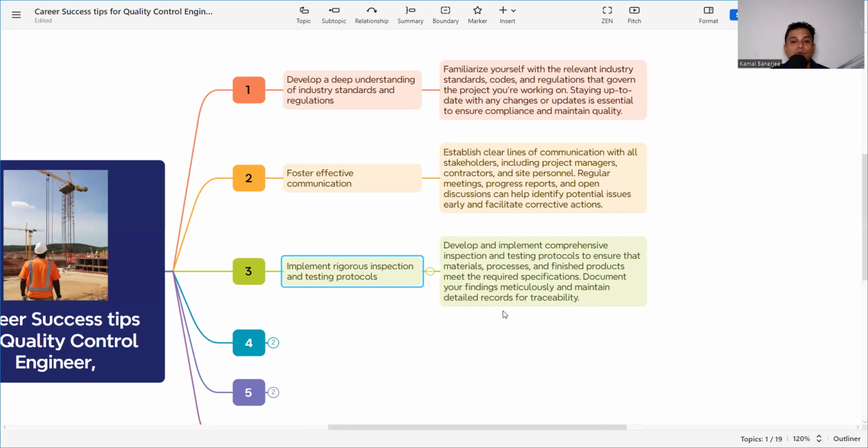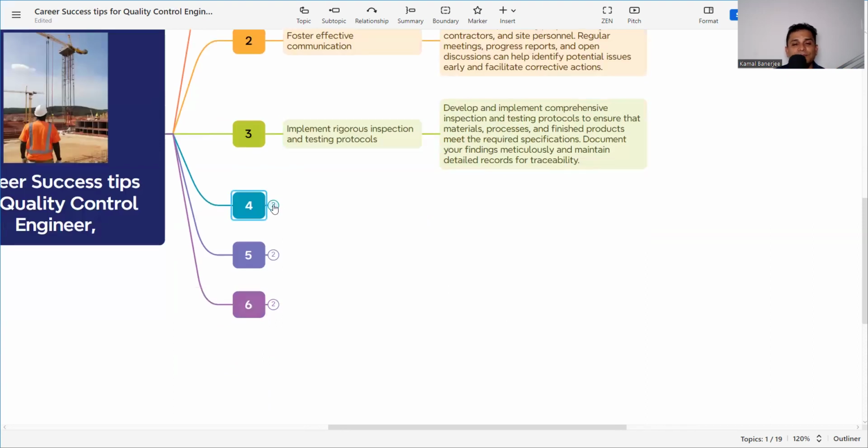So you need to do the inspection and testing protocol, and that is why you need to master that subject: how to do effective inspection and how to do the testing procedure and everything. Without this, it is really impossible to get success in quality control. There is no shortcut. And the fourth part is to embrace continuous improvement.